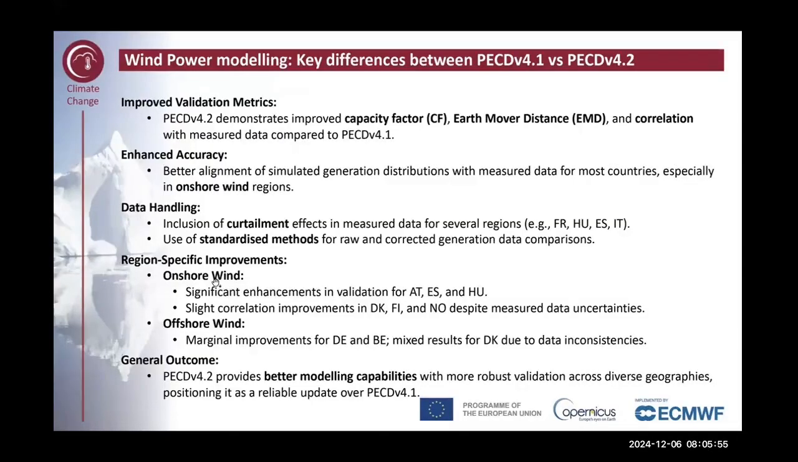There were some region-specific improvements, again based on the datasets that we were able to receive from individual countries. In onshore wind, for example, we had improvements in validation for Austria, Spain, and Hungary, and also slight correlation improvements in Denmark, Finland, and Norway, despite the measured data uncertainties. Offshore wind was marginally improved for Germany and Belgium, with mixed results for Denmark due to data inconsistencies.